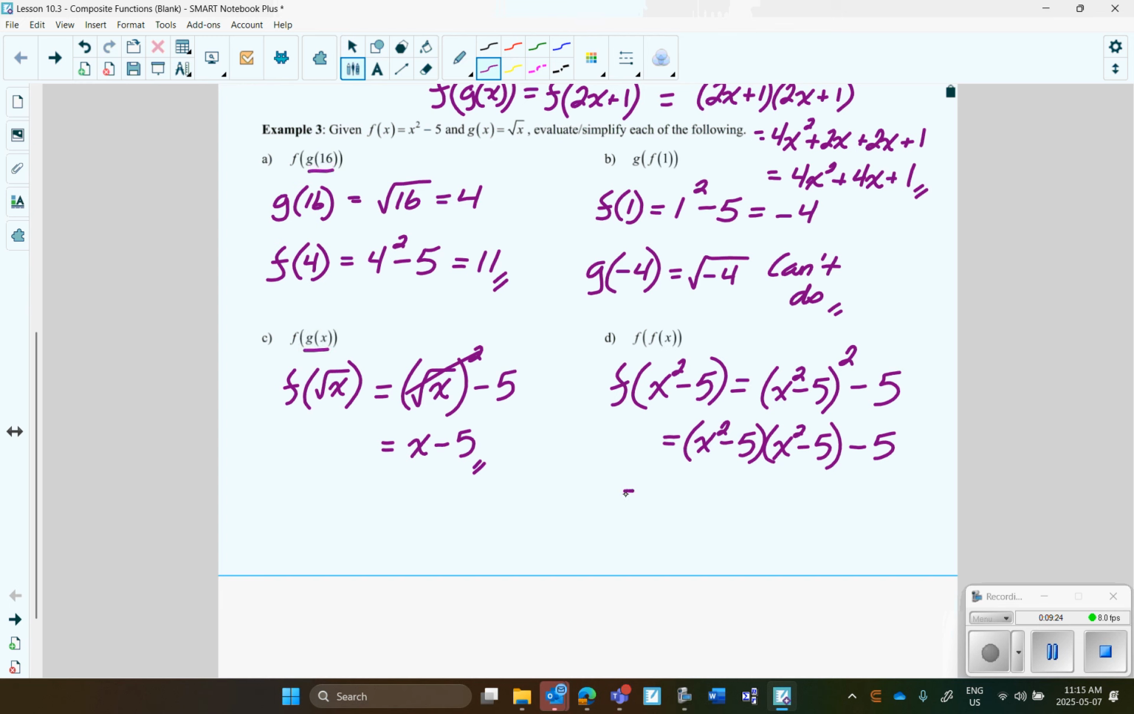x squared times x squared is x to the 4th, minus 5x squared, minus 5x squared, plus 25, and then I have a minus 5 on the end. And then I just collect like terms. Minus 5x squared and minus 5x squared is minus 10x squared. And 25 minus 5 is 20. Okay. So that's function composition.